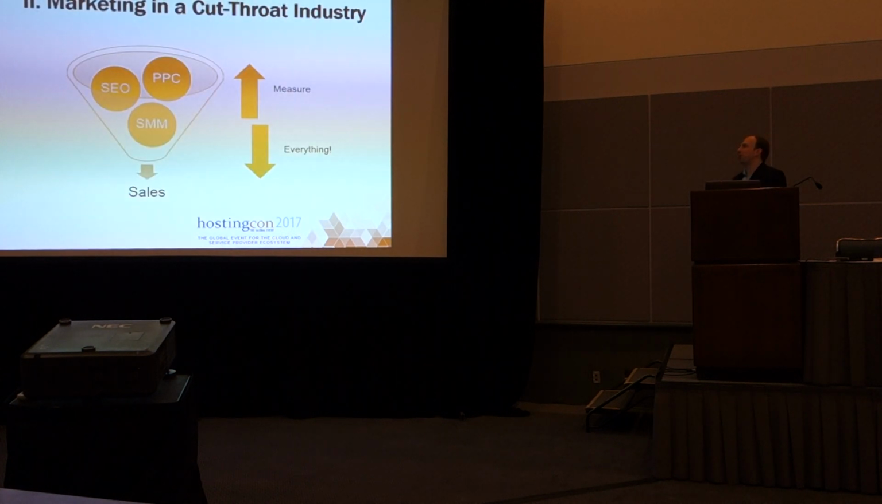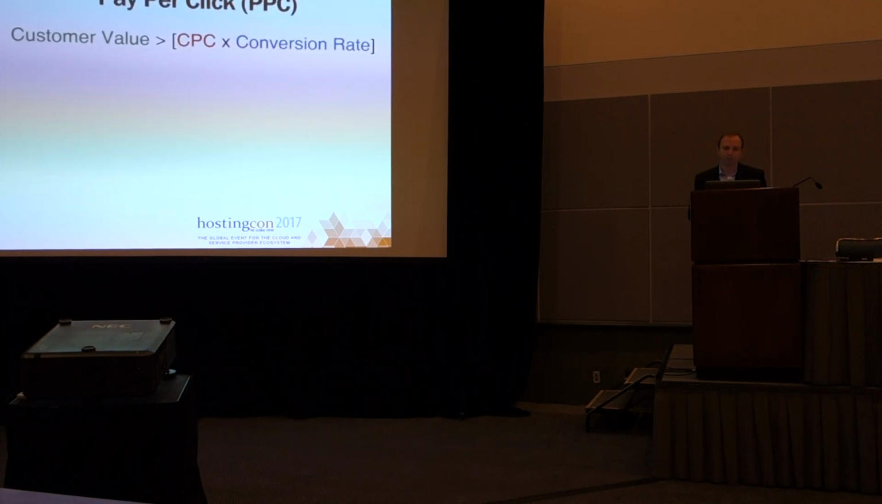Cool, so we're going to jump into the pillars of online marketing. In very broad terms, they can be grouped together into pay-per-click, SEO, and social media marketing. And of course, you want to measure and optimize everything, as we'll go through right now in the slides. All right, so first one, pay-per-click.